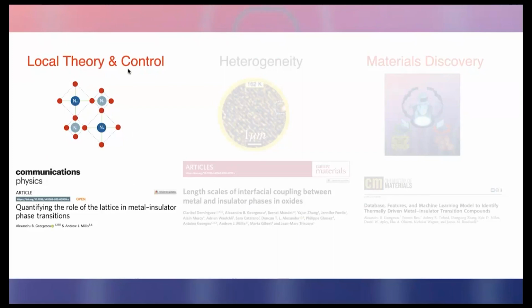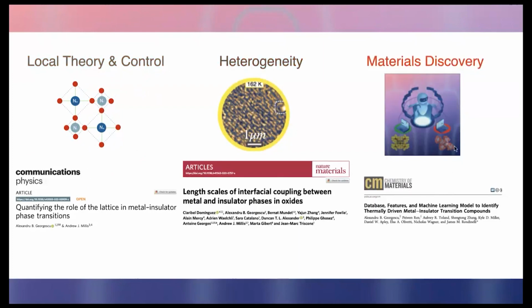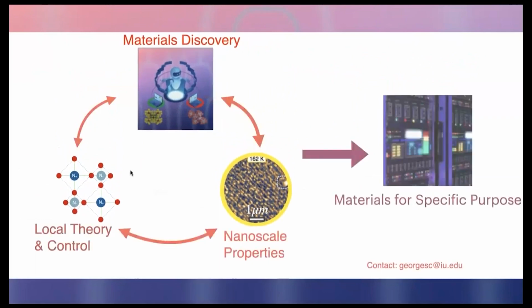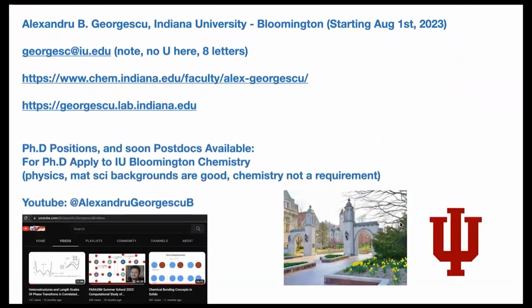So yeah, I showed you a few things on how to read correlated electron papers if you're not used to them, a few things on the crystal lattice and electron coupling, heterogeneity of phase transitions, and materials discovery. Hopefully, these three topics can be used in the future to design materials for a specific purpose.